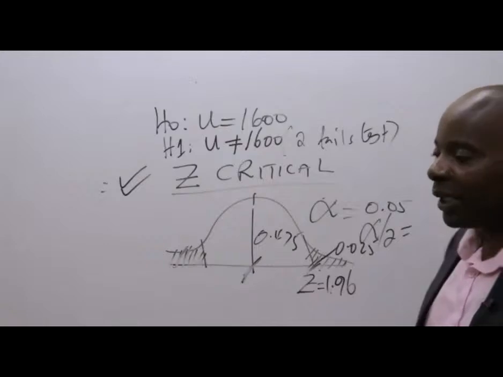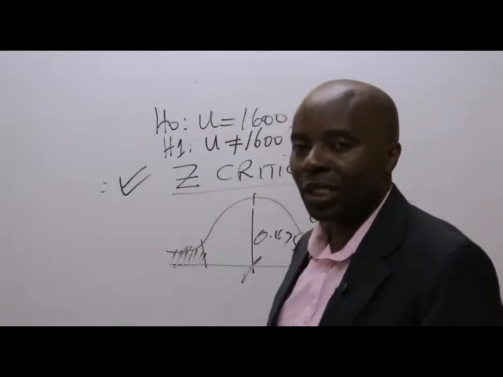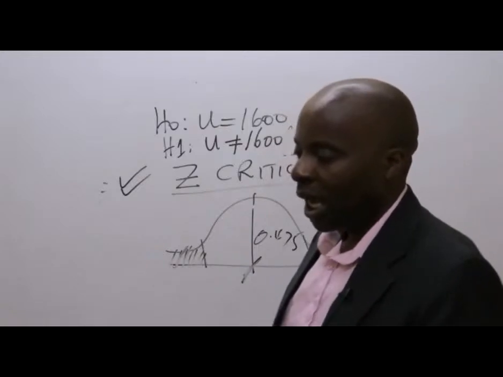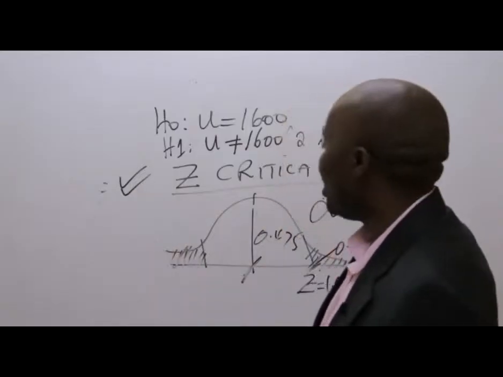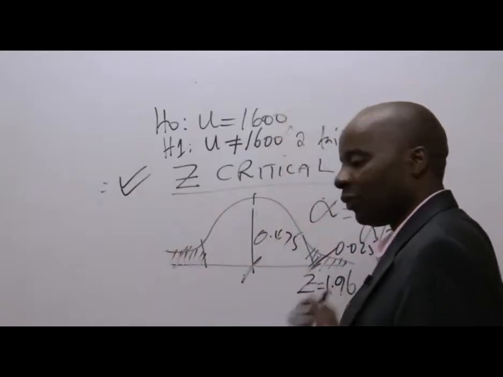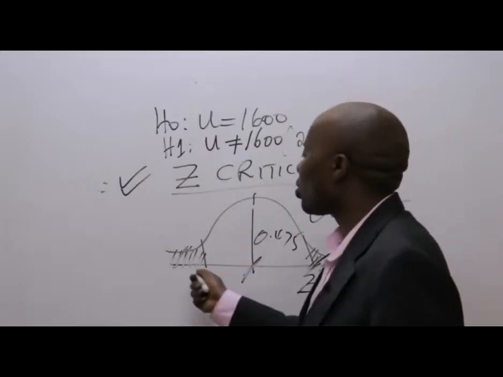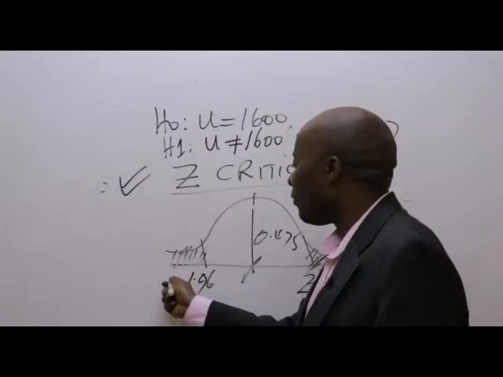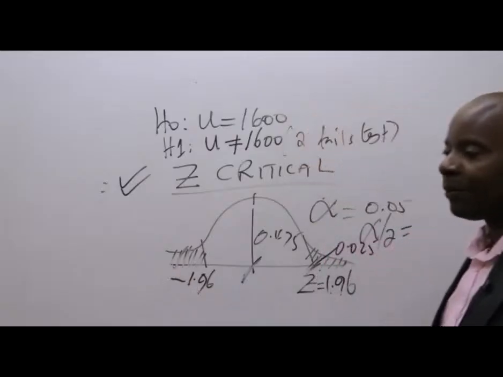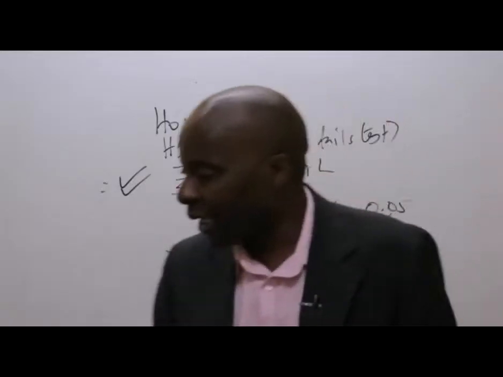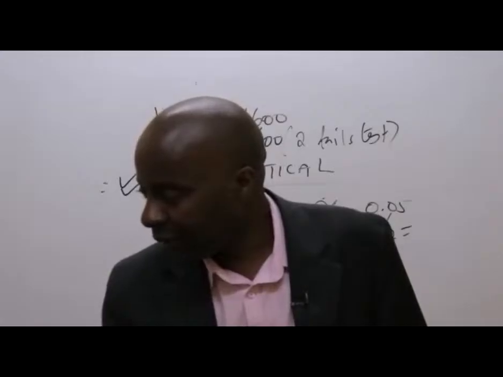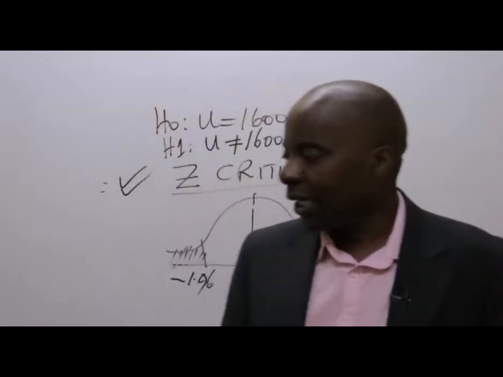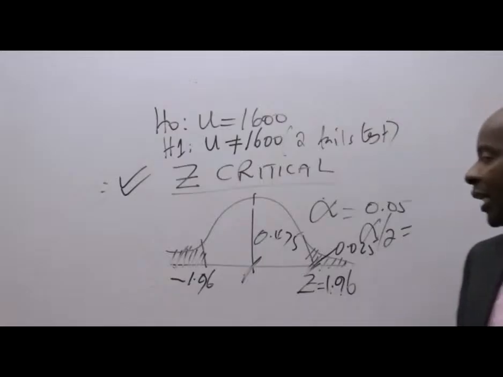Now, ladies and gentlemen, the moment we have that 1.96, listen to me very well. Unlike the confidence interval, here I will have 1.96 positive on this side. On the other side, I'll also have 1.96, but because it's on the left-hand side of the mean, I have to put a negative there. So kindly put a negative there, and then that is it.